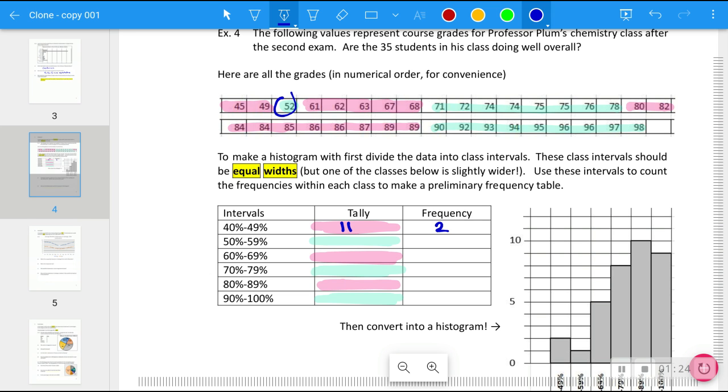There was only one student who got in the 50s. So we tally it and then write the frequency. And then we have 5 students who got in the 60s. And then in the 70s, we had 1, 2, 3, 4, 5, 6, 7, 8. Frequency of 8. The next one, we have 1, 2, 3, 4, 5, 6, 7, 8, 9, apparently. Hold on. Oh, no, there's 10 there. I forgot those two up there. So there's 10.